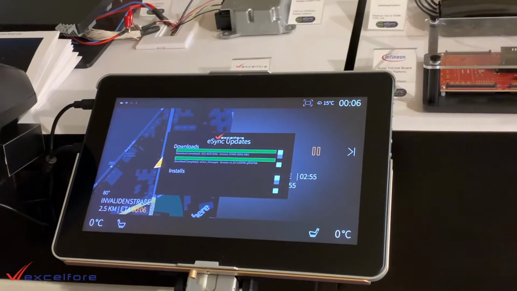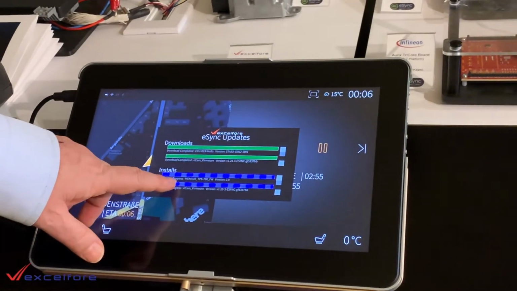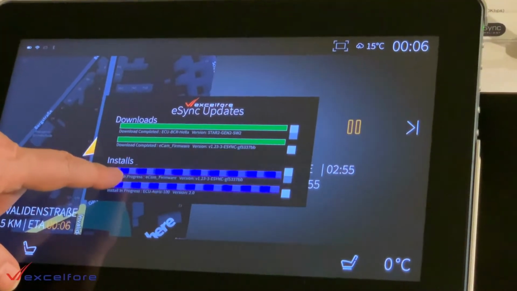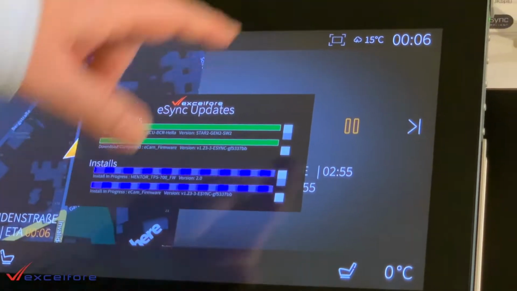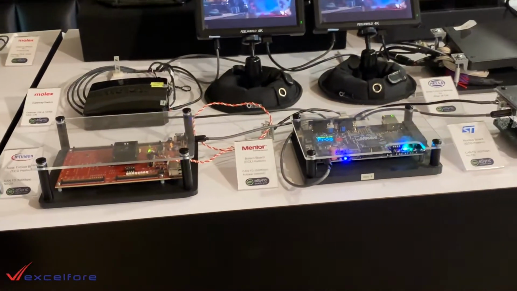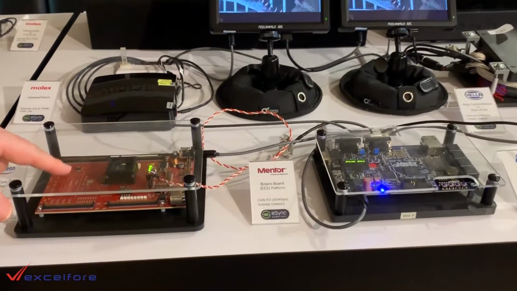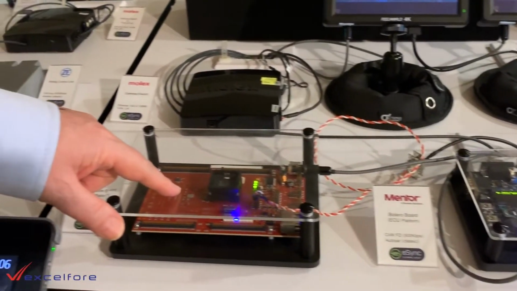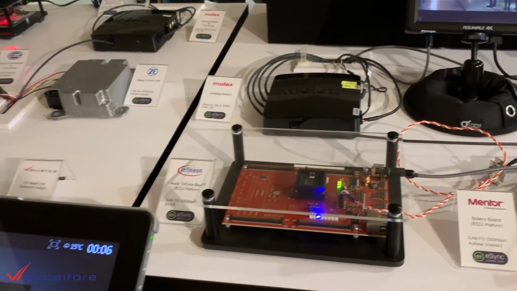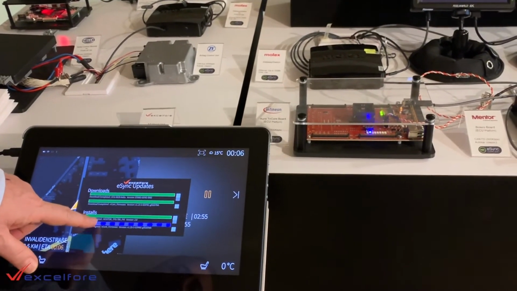Key to understanding eSync is to understand that the agent does the majority of the work, and so the update can happen with all devices in the car simultaneously. So we can see the reprogramming of the Mentor ECU platform, and we can see the reprogramming of the Oryx ECU platform is underway. We can now see that we have already completed the Mentor update.